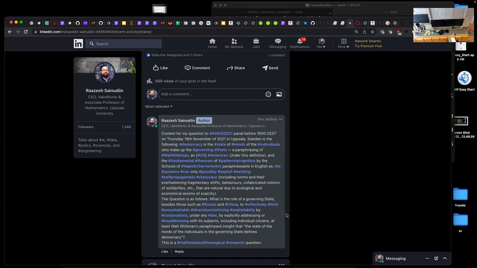So now, under this definition of democracy, and also the fundamental theorem of pattern recognition statistics, which is the school of Vapnik and Chervonenkis, that's what we are about to see. We prove the Glivenko-Cantelli theorem. So under this definition of Vapnik-Chervonenkis theory, we can paraphrase this in English as: AI systems can only possibly exploit the existing self-propagatable status quo. This is what's meant by the independent, identically distributed assumption. The ghost sample tricks, the symmetrization, they all are constrained by the IID assumption, okay?